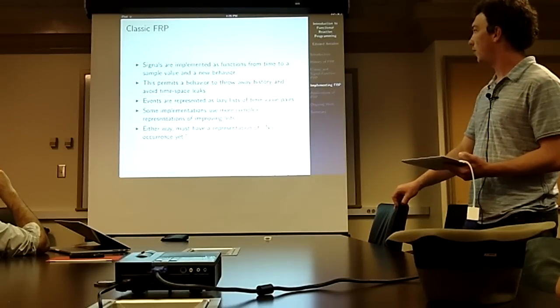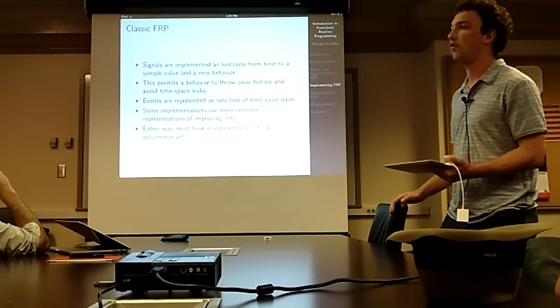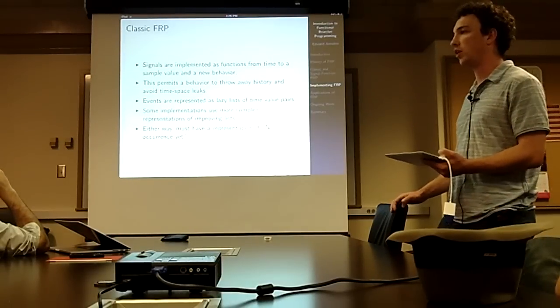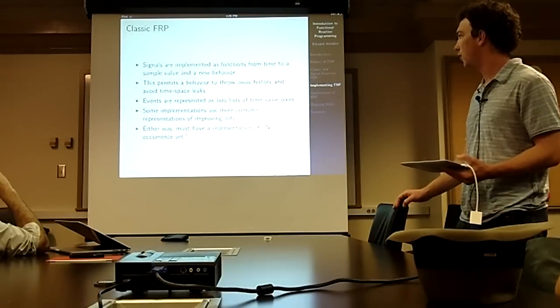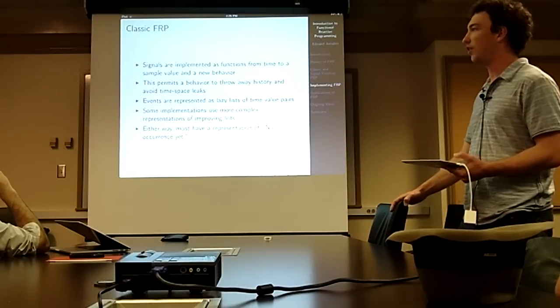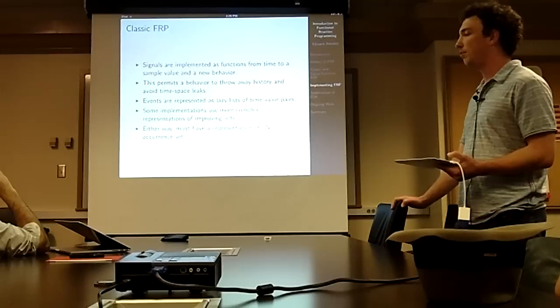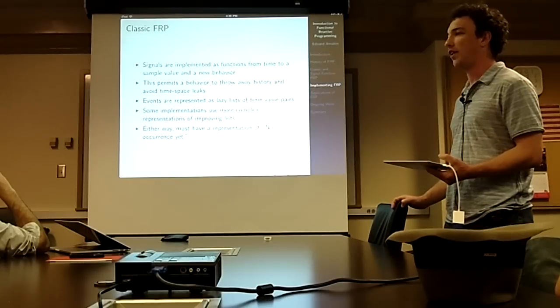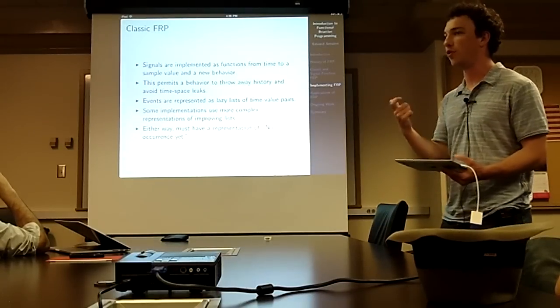So this permits a behavior to sort of throw away its history and avoid what we call time-space leaks, where as time goes on, you keep using more and more memory because you're keeping around history that you'll never use. Events are generally just represented as a lazy list. Some implementations like Reactive use something more complex, but either way, you have to have some reified form of no, there's not an event yet.